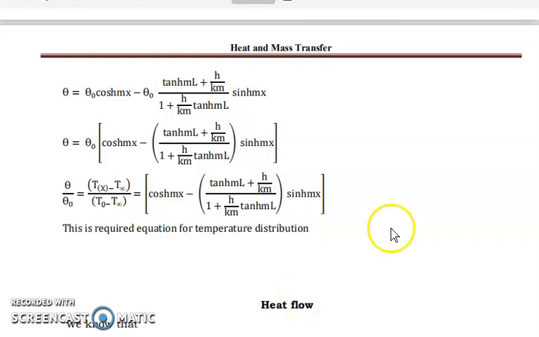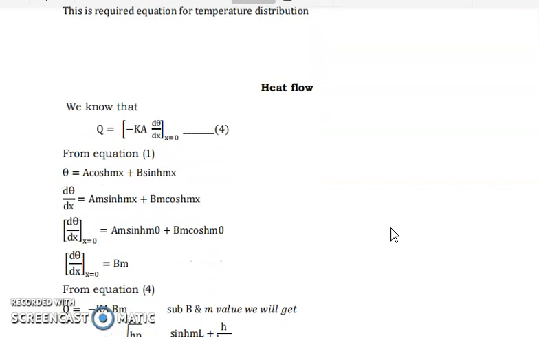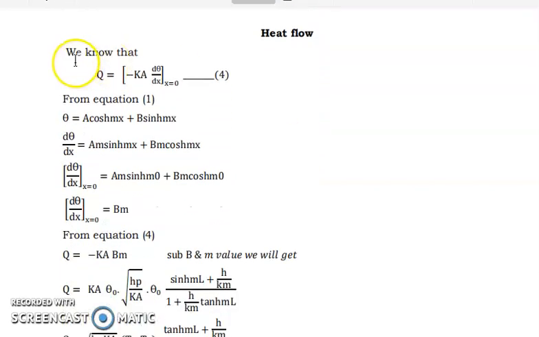Next, for the same boundary condition, we are going to find out the heat flow. As you know, q is equal to minus k dT by dx. It is taken as equation number 4. From equation number 1, we know that theta is equal to a cosh(mx) plus b sinh(mx). So we can substitute this value. For that we need to differentiate theta with respect to x. Then it becomes a m sinh(mx) plus b m cosh(mx).